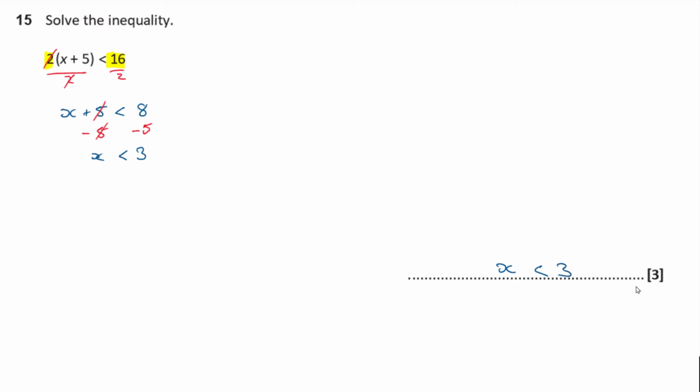Okay, so they just work the same way as equations, but I've just got a less than sign running through it rather than an equal sign. And just take note that it's sometimes quicker to divide by the number outside a bracket rather than multiplying it out when you're solving equations and inequalities.